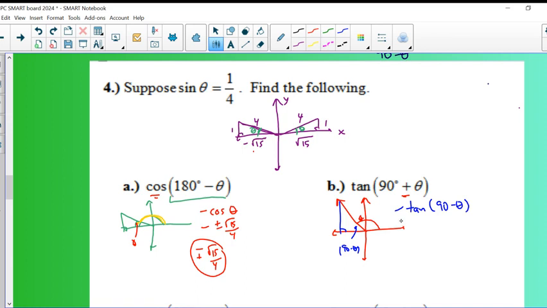So then I hold on to that negative, rewrite this to be cotangent of theta, and look at my quadrant. Up here in the first quadrant, cotangent is root 15 to 1, and here it's negative root 15 to 1. So that means I have the opposite of plus or minus root 15 to 1, which is root 15. So it's the minus plus of root 15.